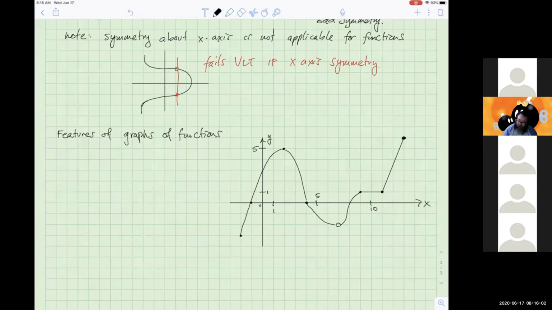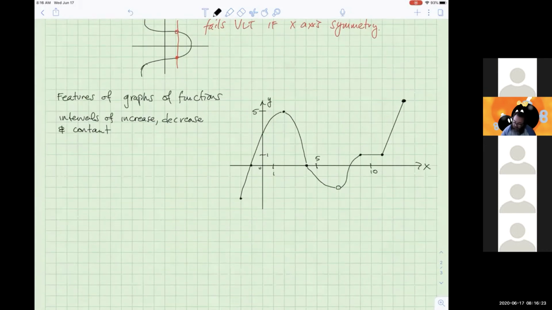So the first thing that I want to talk about is intervals of increase, decrease, and constant. So what does that mean?